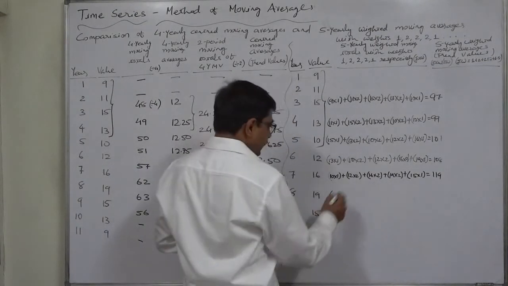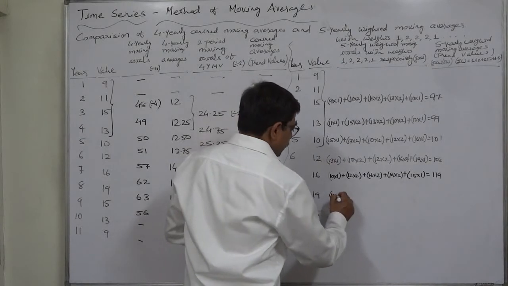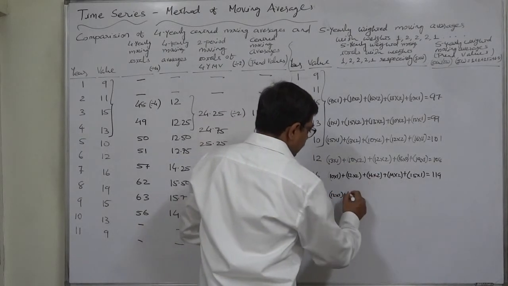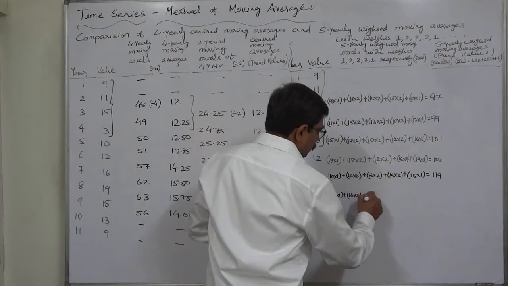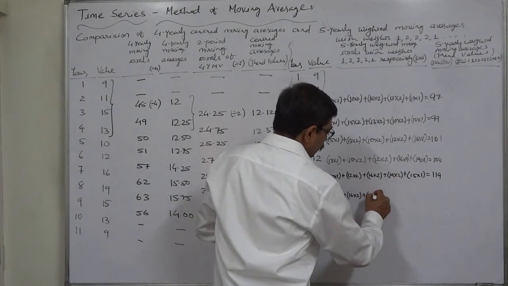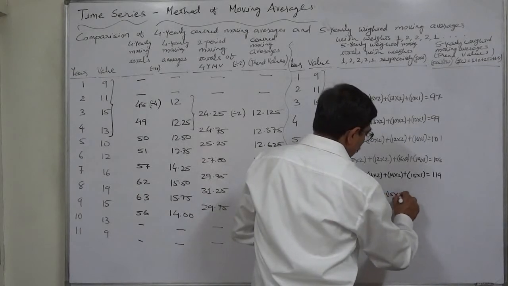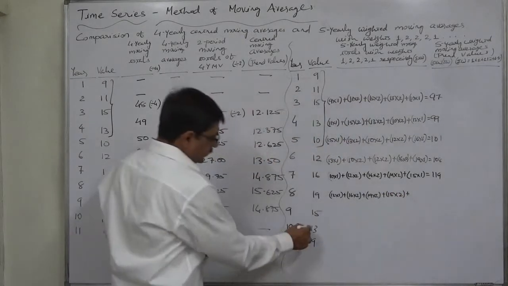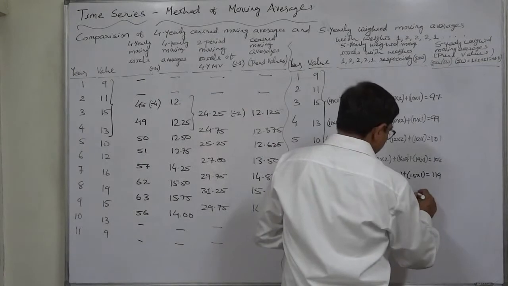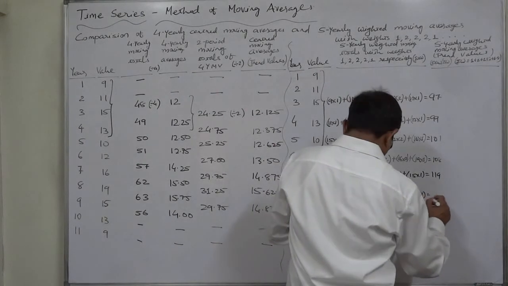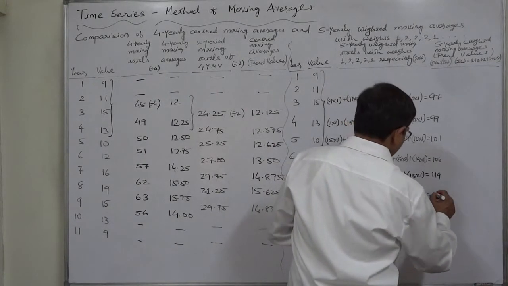The next total will be of the 6th, 7th, 8th, 9th and 10th value. The 8th is in the center. 12 into 1 plus 16 into 2 plus 19 into 2 plus 15 into 2 and the new incoming value is 13 into 1. Total comes to 125.